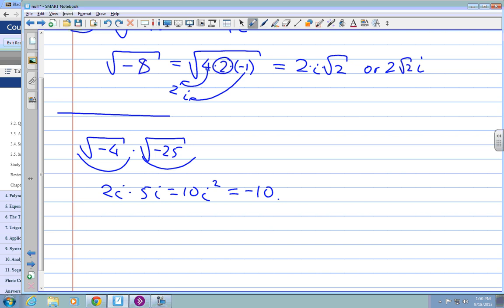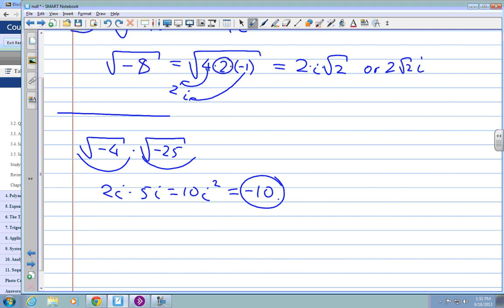If you multiply before you take out the i's, you'll get the wrong answer. So it's really important when you're given problems like that, first take the i's out and then multiply. Otherwise, if I multiply first, I'll get a positive answer. That won't be correct. So take out the i's first. So negative 10.